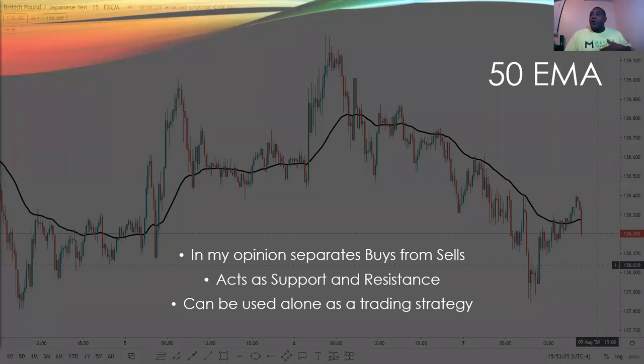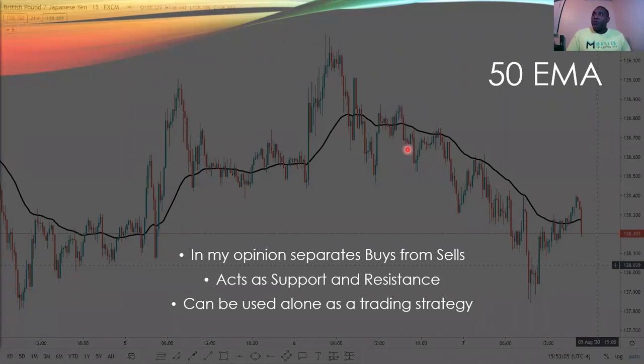So in my opinion, I look at the 50 EMA as separating buys from sells. If price is above the 50 EMA, I'm looking for buys, and if price is below the 50 EMA, I'm looking for sells. And so anytime price breaks above, I automatically shift from sell to buy. These levels act as support and resistance.